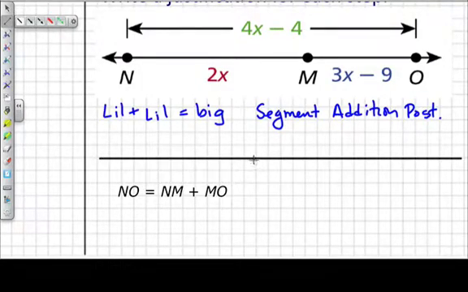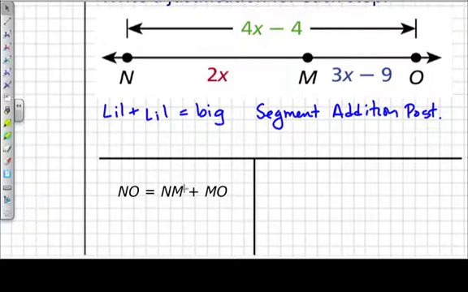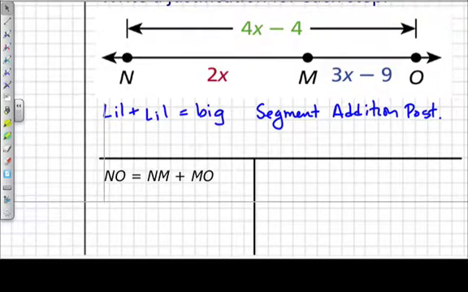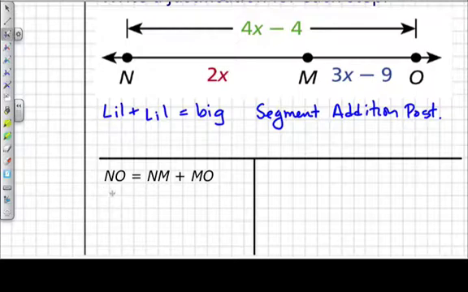Let's start with this, and then we'll justify each step, and the goal is going to be to find the length of MO. So my very first statement would be this: the length of NO, the whole big thing, is equal to the length of NM plus the length of MO. Remember, these are lengths because there's no little segment on top there.